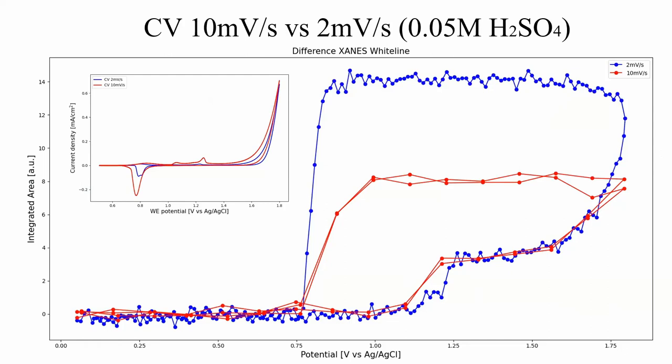So you can change the speed of the cyclic voltammetry, from 2 millivolts per second to 10 millivolts per second. And if you do it at 2 millivolts per second, then you do it pretty slowly. You form the thin oxide here, and then you form the thick oxide here. But if you do it at 10 millivolts per second, then there's not enough time to form this thicker oxide. So it goes down. You don't form it, we don't see it.